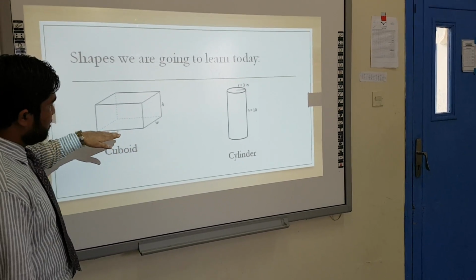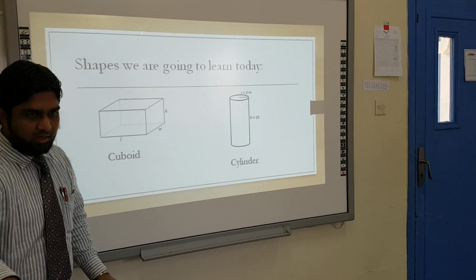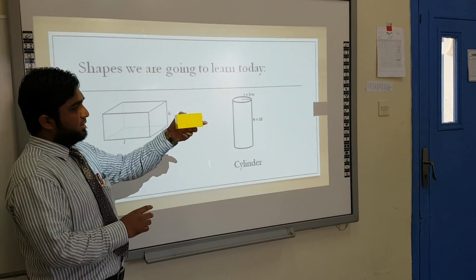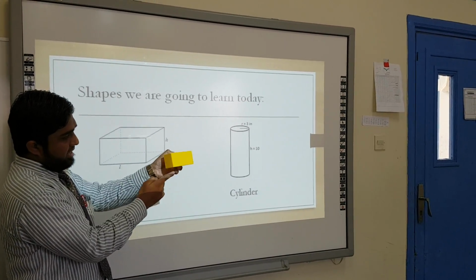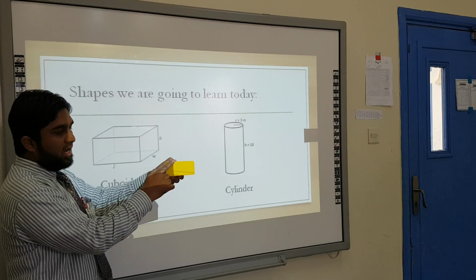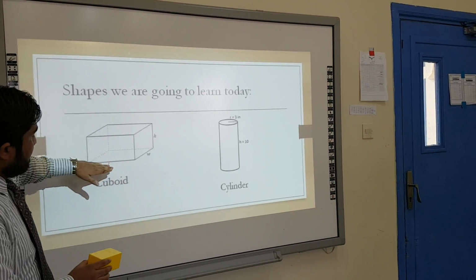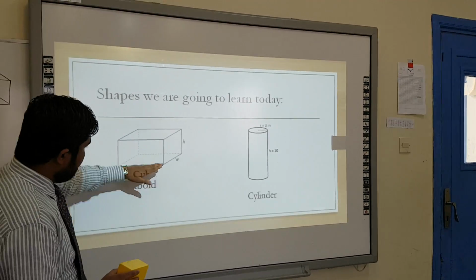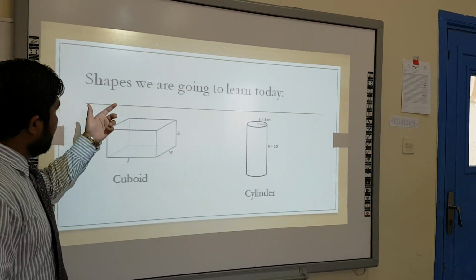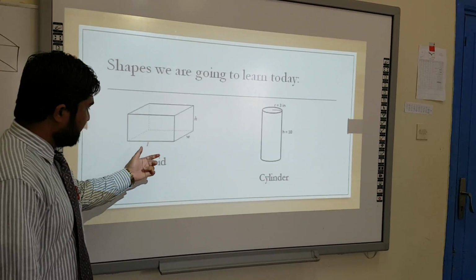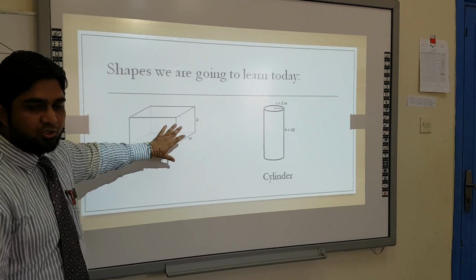This is called cuboid. As you see, I have this one. It has length, width and height. These three dimensions, it has the length, width and the height. So we will learn how to find the total surface area and volume of this cuboid.